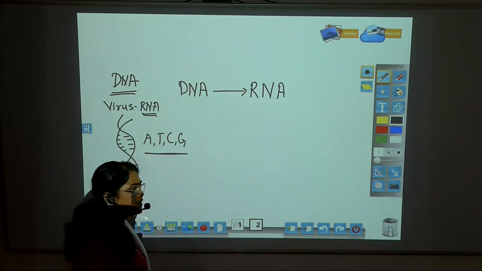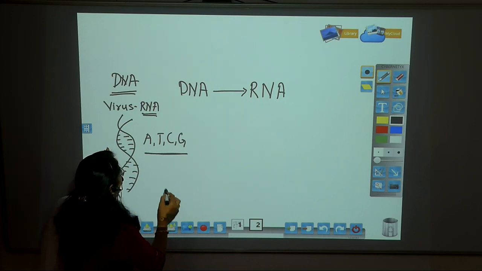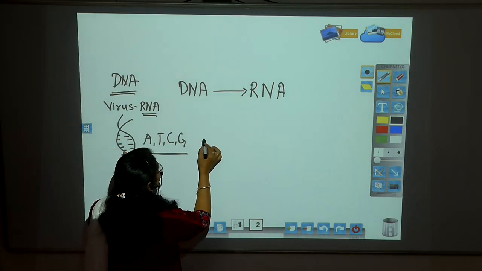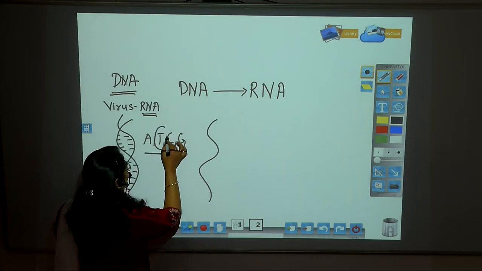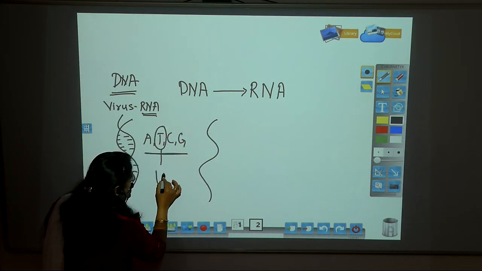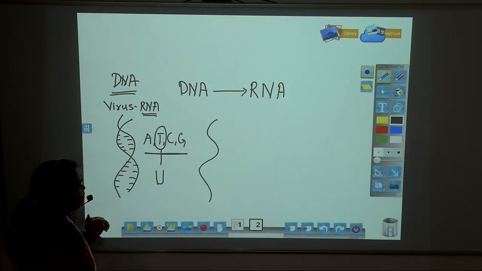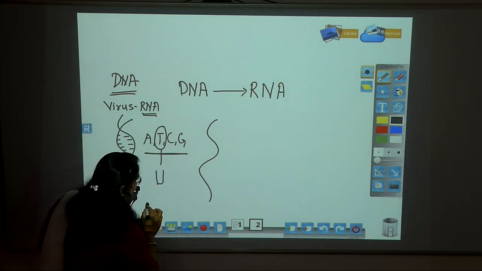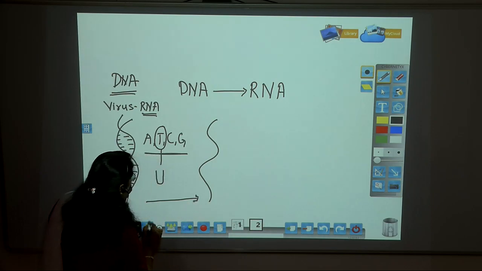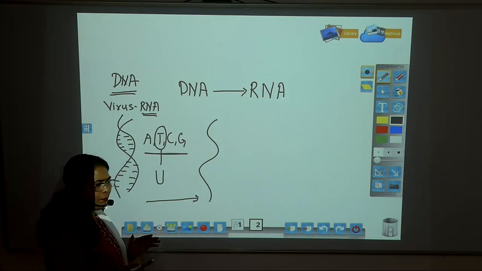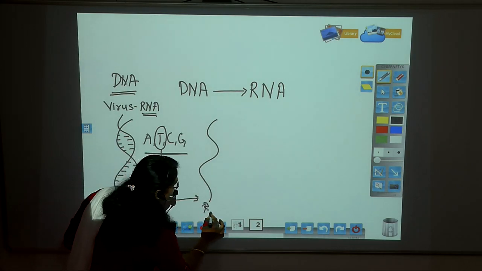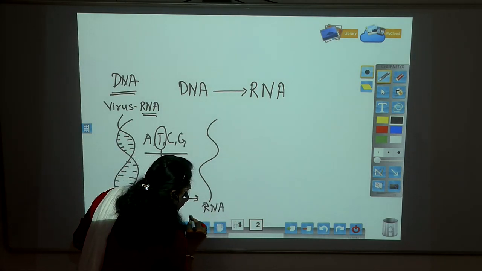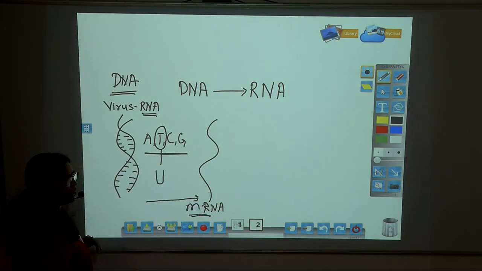How is it possible? So this DNA is transcribed into a single-stranded structure where the thymine base is replaced by uracil, and this RNA is synthesized using DNA as a template. Specifically, we will say it is messenger RNA.